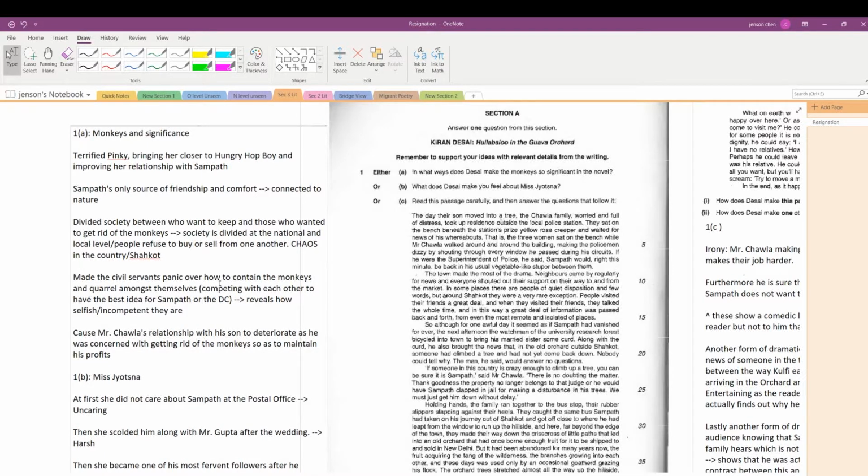Alright, so always be sure when you talk about significance, what's the consequence, what's the effect. Don't just talk about what happens, but show that you understand the significance of it or the consequence of it. This is another one. Caused Mr. Chola's relationship with his son to deteriorate as he was concerned with getting rid of the monkeys so as to maintain his profits. So I'm referring to somewhere much earlier on where the monkeys start. Oh, actually it's important. You can mention monkeys threw apples at Mr.